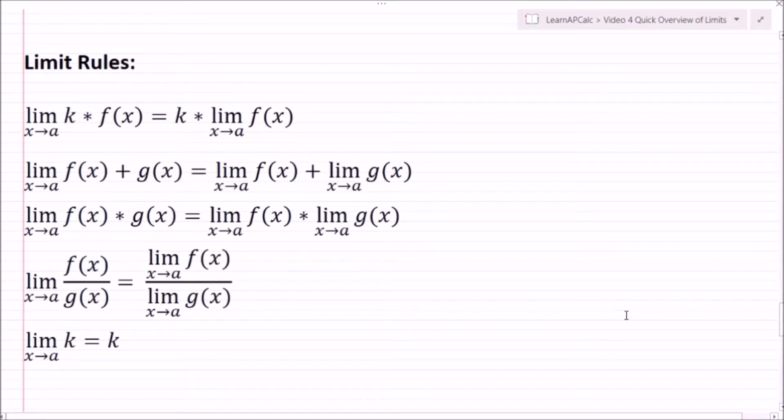Alright, now let's talk about limit rules. So the first one is saying that we can pull constants out of a limit. So if I had a limit as x goes to 3 of 3x squared, this would be equal to 3 times the limit as x goes to 3 of x squared. Similarly, if we're adding functions inside of a limit, I can just add them in their separate limits here. Same thing goes for multiplication and division. And note that the limit as x goes to anything of a constant is just that constant.